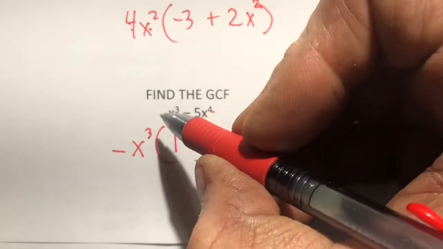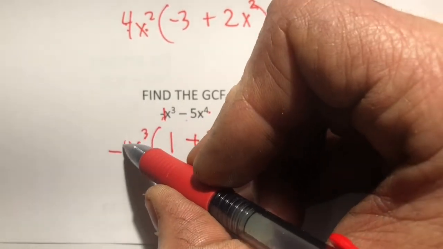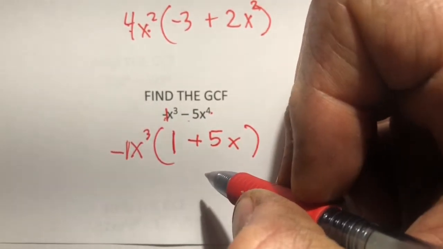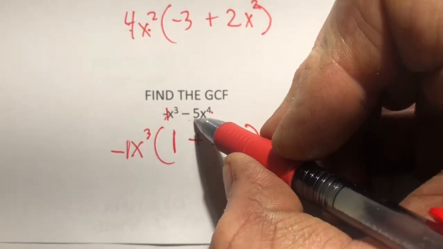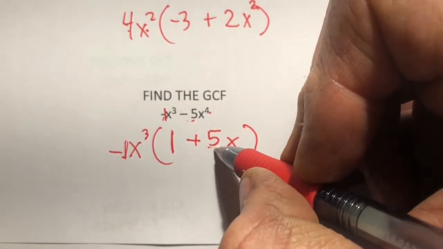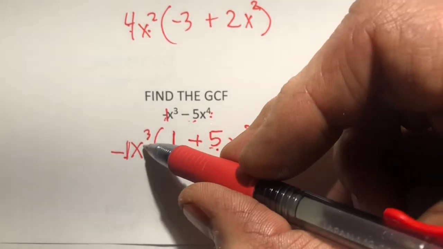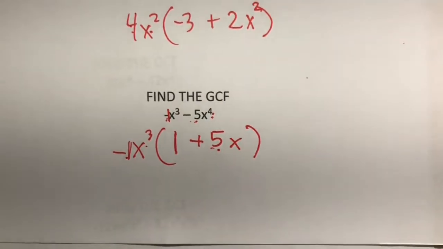All right, so let me explain this again. This was like a negative 1 here, divided by negative 1, which is a positive 1. And then the x^3s would just divide out. And negative 5 divided by negative 1 would be a positive 5. And x^4 divided by x^3 would be an x. And so there's my answer there.